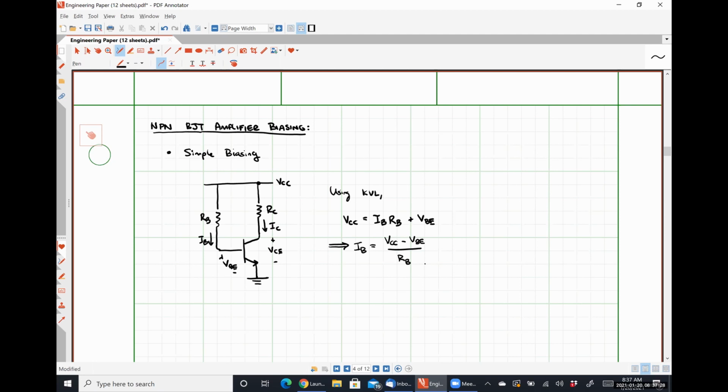And because now we have an expression for our base current, our collector current is just beta IB. So that's going to be beta times VCC minus VBE over RB.